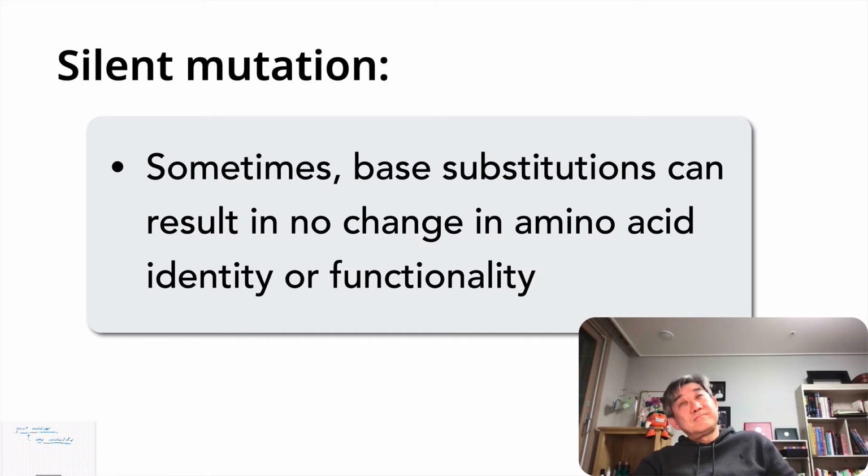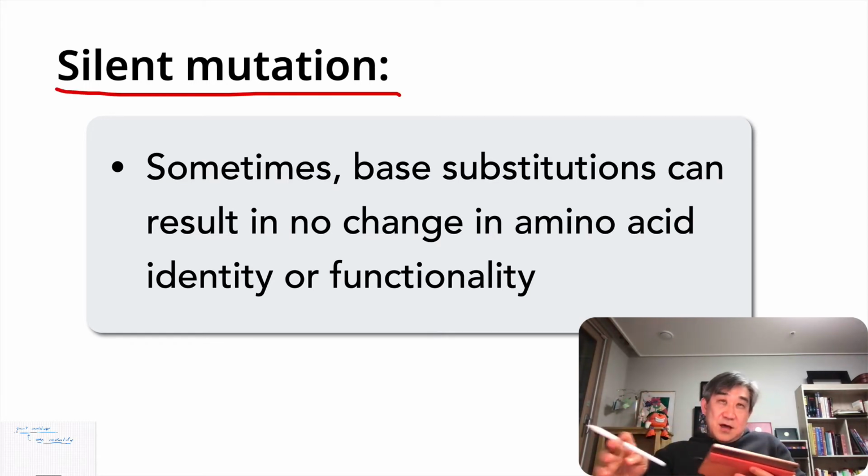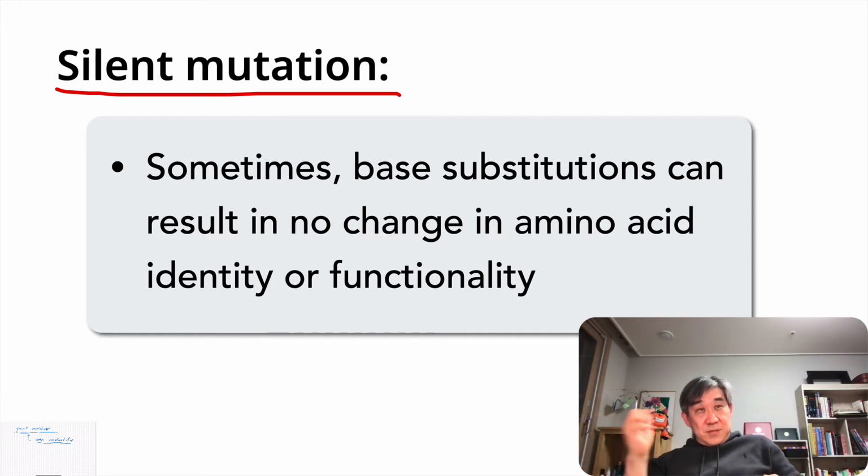Another, actually often, consequence is you survive. You just bear the brunt of this unfortunate instance. In this case, we call it a silent mutation. Even if you have this frame shift or whatever, usually this silent mutation is almost impossible in the case of a frame shift mutation, by the nature of the codon being 3 letters.